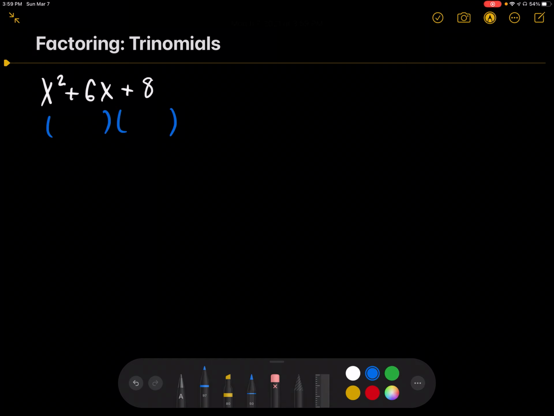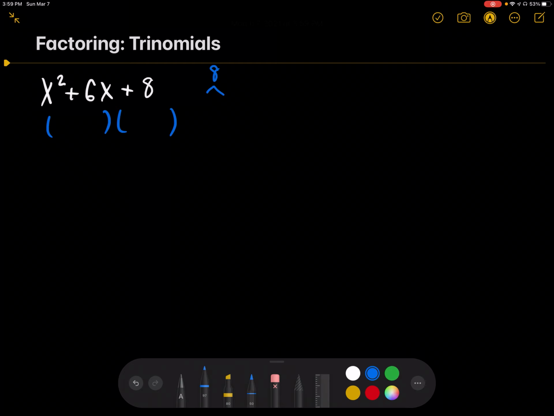I always take out your constant, that's what it's called, the number with no x beside it. In this case, our constant is 8. I like to take it off to the side and draw those two lines, because what we're going to do next is find two numbers that multiply to get 8 and add together to get 6. So we have to be thinking about two things at once.